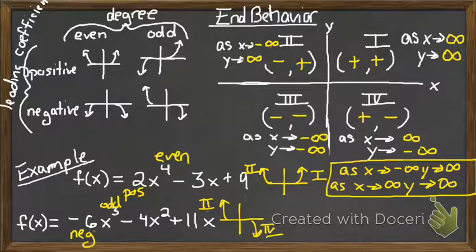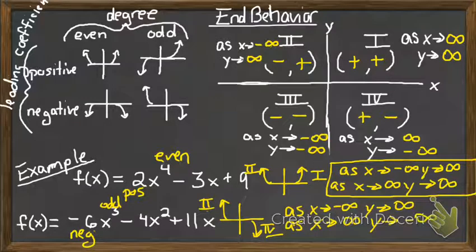All right, starting on the left side, as x approaches negative infinity, y approaches positive infinity. And on the right side, which is the fourth quadrant, as x approaches positive infinity, y approaches negative infinity. And that's how you write the end behavior of a polynomial.